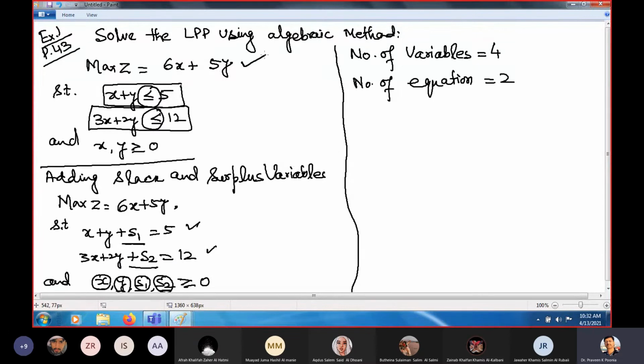Here, this is the objective function, these two are the constraints, and this is the non-negative restrictions. Now we add slack variables and surplus variables. So how many variables do we have now? We have 4 variables. How many equations do we have? We have only equation 1 and equation 2. So we have 2 equations and 4 variables.